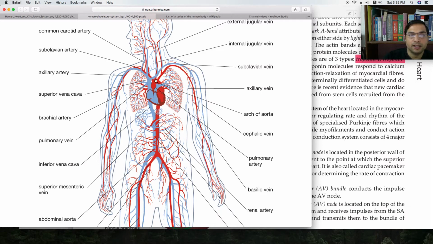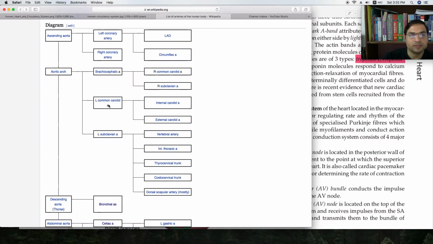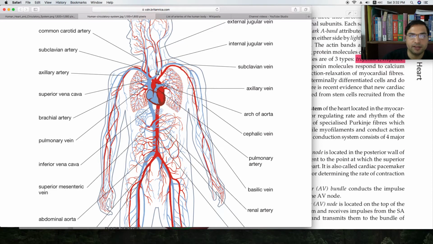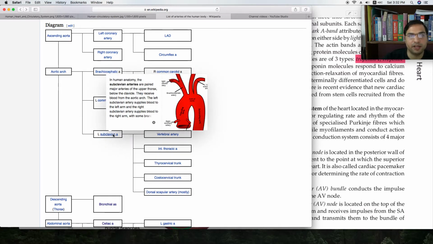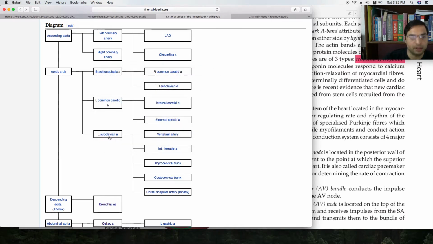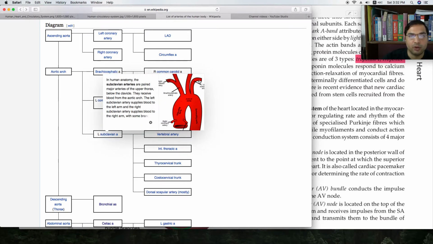Similarly, the second branch is left common carotid artery, right? This is left common carotid artery and this left common carotid artery will also divide into an external carotid artery and internal carotid artery, right? So let us learn the third branch of the aorta? The left subclavian artery. The left subclavian artery, this third branch, will go to the left arm. Before going to the left arm, it will give a vertebral artery, right, which will go through the vertebra into the head region.